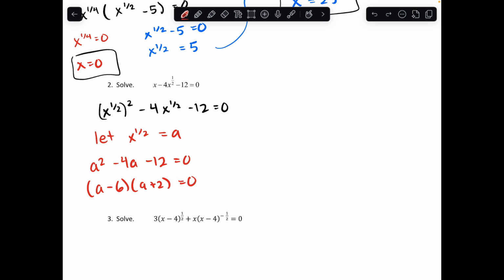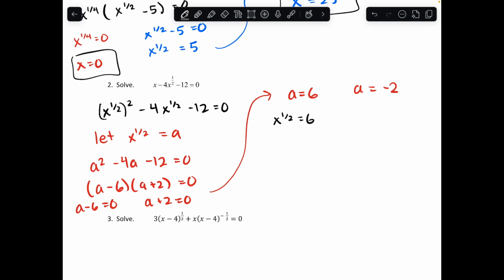Now my zero product property is going to tell me that a minus 6 is going to be equal to 0, and then a plus 2 is also going to be equal to 0. This of course tells me that a is equal to 6, and that a is equal to negative 2. Now I'm not trying to solve for a, I want to solve for x, and so we can go ahead and substitute our x to the 1/2 back in. So this becomes x to the 1/2 is equal to 6, and x to the 1/2 power is equal to negative 2.